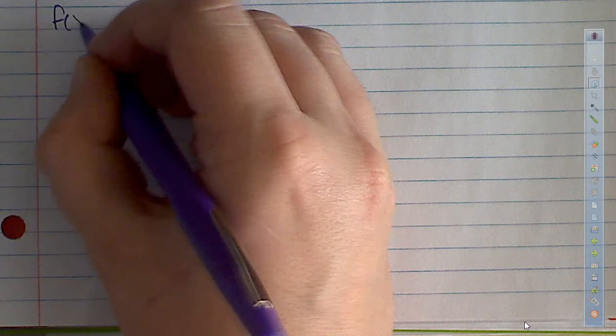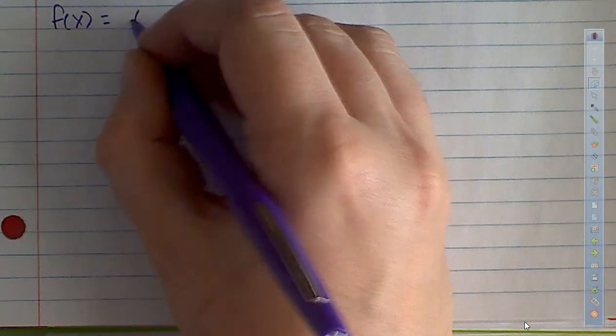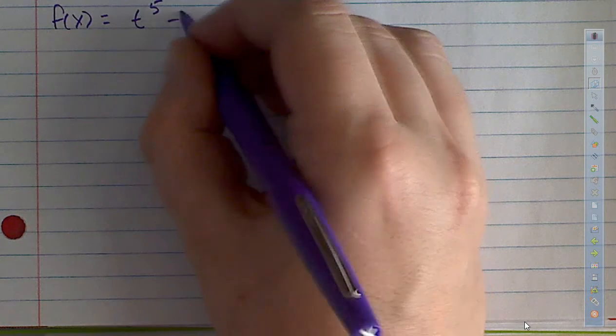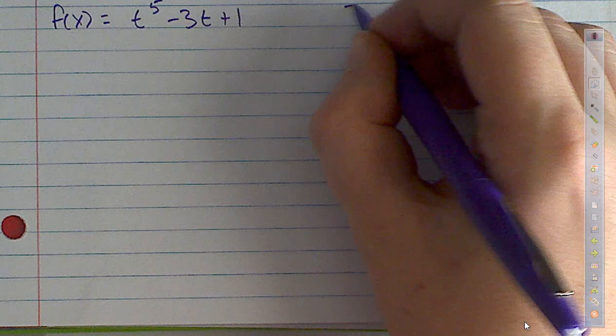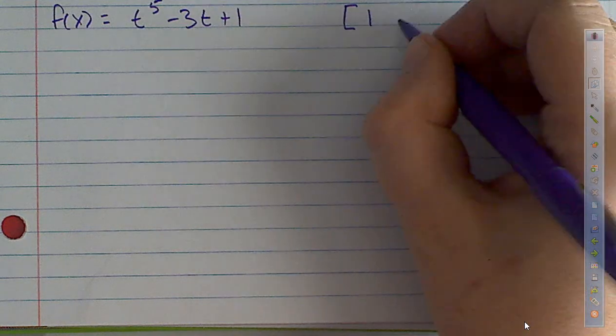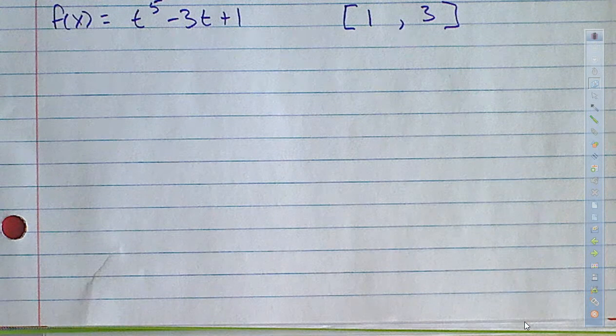Let's say we have a function here that is f of x is equal to t to the 5th minus 3t plus 1. And we're looking at it on the interval from 1 to 3. That's what these brackets mean, the interval from 1 to 3.